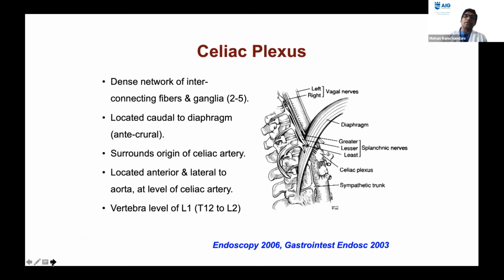So celiac block or celiac plexus, first of all, we should know where it is. It is just anterior to the aorta, below the diaphragm. It is a dense network of interconnecting fibers and ganglia. It surrounds the origin of the celiac artery. That's why we always trace the celiac plexus with the celiac artery. It is located anterior and lateral to the aorta and just in front of the L1 vertebra, although there can be variation from T12 to L2, but the majority is located anterior to L1, below the diaphragm, anterior to the diaphragm and aorta. So this is the landmark.